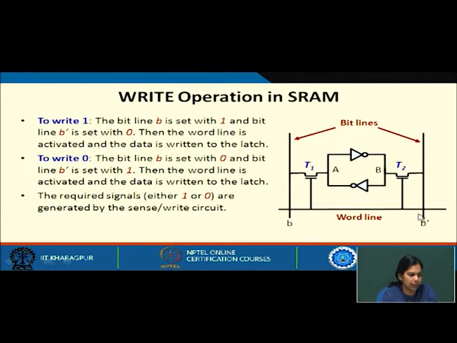By activating the word line, the transistors will be on, and whatever data is in B will be stored in this latch, and whatever is in B bar will come here. So, this latch will now have the value which is there in the bit lines. As I said, I can either write 0 or 1. The required signals, either 0 or 1, will be generated by the sense or write circuit. So, this is how the write operation happens in SRAM.